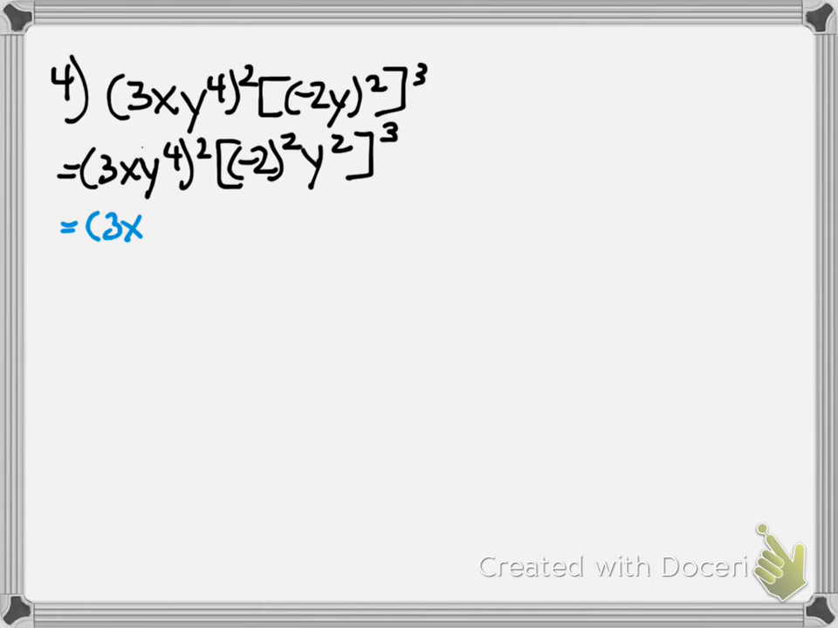So 3x y to the 4th quantity squared still is there, but now what's negative 2 times negative 2? Positive 4 y squared cubed. That's what I'd be writing as the blue step. I would not be doing the black step above it. And again, the reason why is I should be able to square negative 2 and square y in my head. Okay, those are some things that I should be able to do.